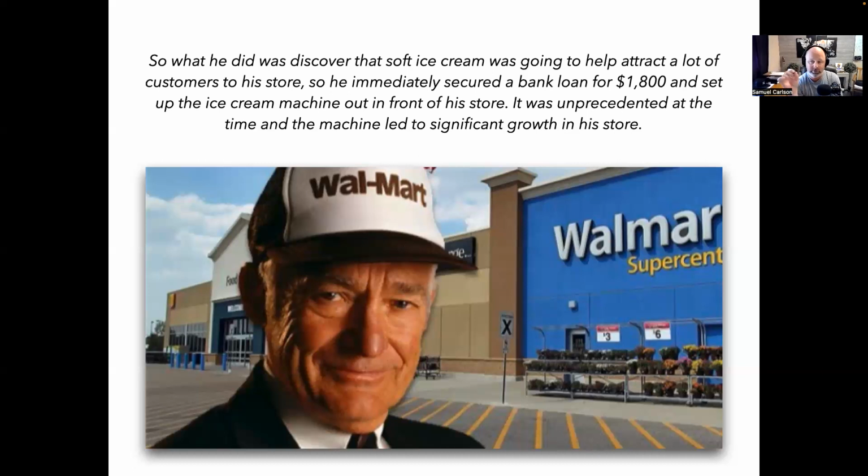And it's funny if you Google search this, so I'll go ahead and read. What Sam Walton did was discover that soft serve ice cream was going to help attract a lot more customers to his store. So he immediately secured a bank loan. He took on risk. By the way, he personally guaranteed these loans for $1,800 and set up the ice cream machine out in the front of his store. It was unprecedented at the time, and the machine led to significant growth in his store.